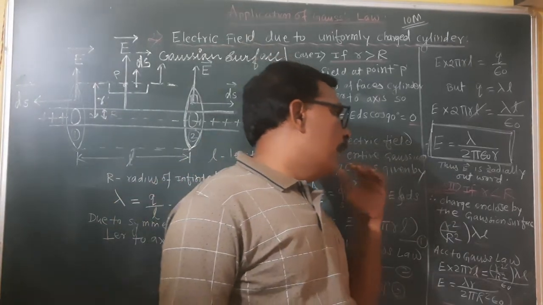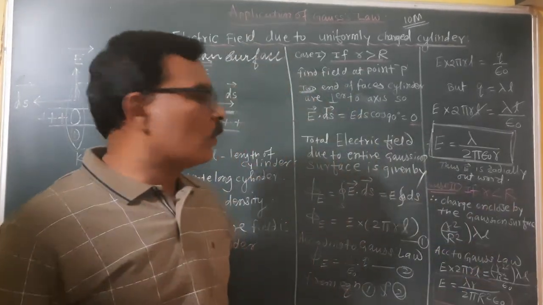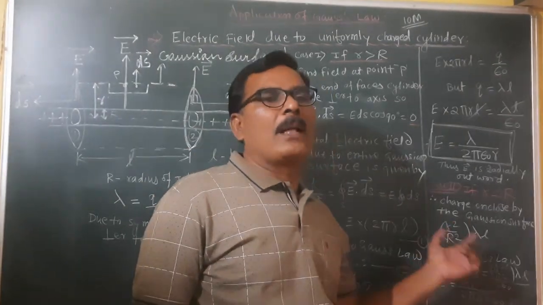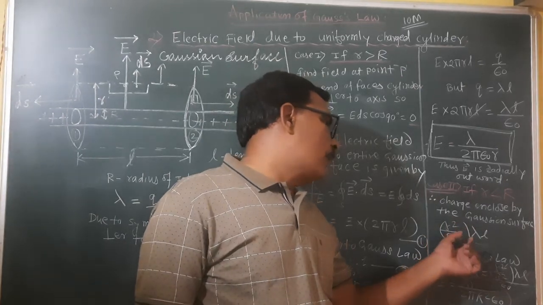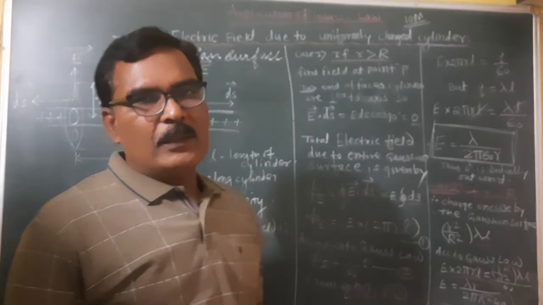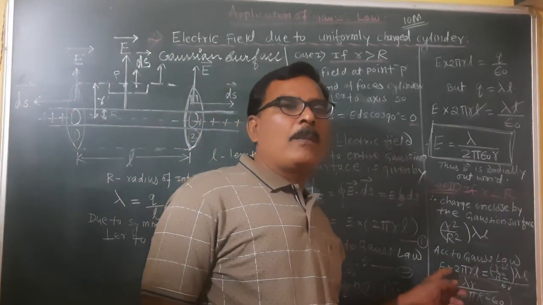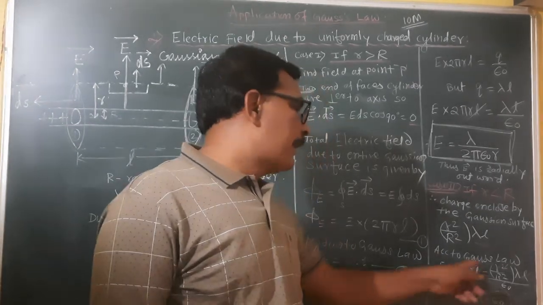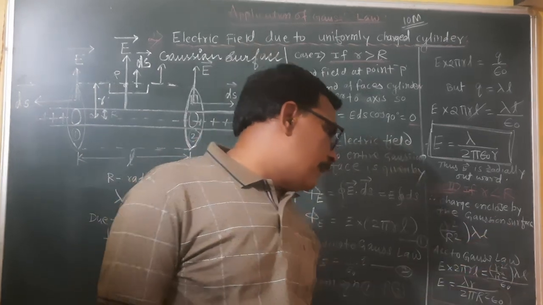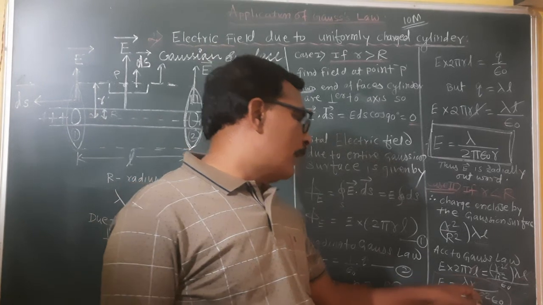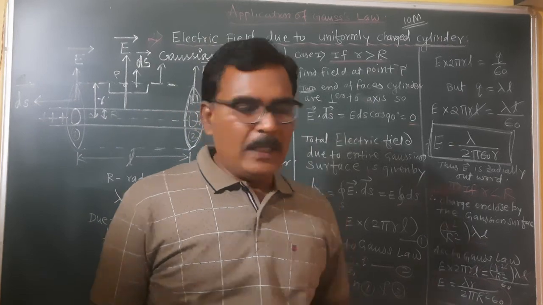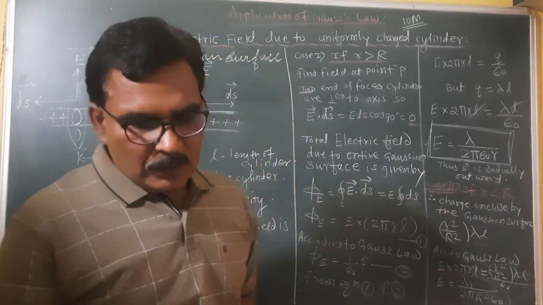If small r is less than capital R, the charge enclosed by the Gaussian surface is small r square upon capital R square into lambda L. We have to remember this factor for writing the expression. According to the Gauss law, the surface integration of E bar dot ds bar is equal to Q upon epsilon 0. Q is r square upon R square into lambda L, epsilon 0 is as it is, and r and L are cancelled. So we get E is equal to lambda r upon 2 pi R square into epsilon 0. This is the electric field intensity, and it is always directed outward.